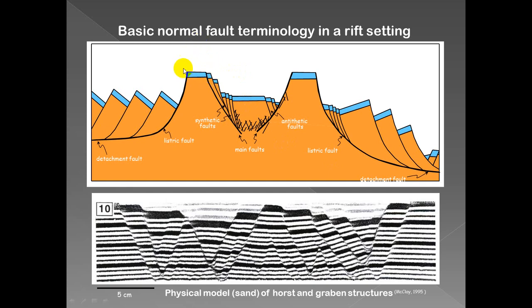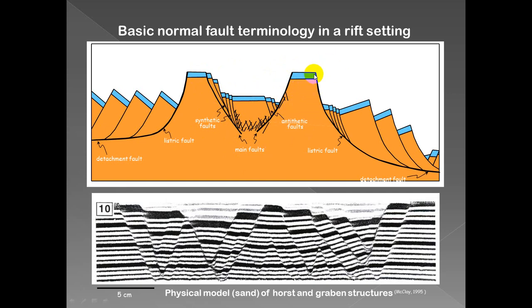The main bounding fault of the rift may be a listric or planar fault. But this fault we can see as a synthetic fault. Any fault in the opposite direction to it is called an antithetic fault. So the main boundary fault, like this one with the biggest throw and bounding the rift, is called the main fault. Any fault with the same dip direction as the main fault is a synthetic fault. Any fault opposite to the main fault is an antithetic fault.